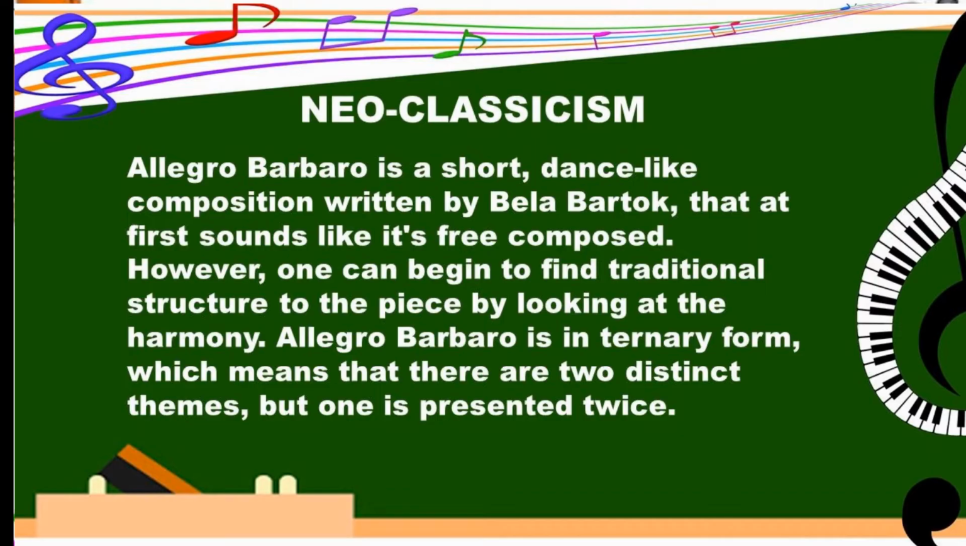Next musical piece is coming from Neo-Classicism. The title of this is Allegro Barbaro. Allegro Barbaro is a short dance-like composition written by Béla Bartók that at first sound like it's pre-composed. However, one can begin to find traditional structure to the piece by looking at the harmony. Allegro Barbaro is in ternary form, which means that there are two distinct themes but one is presented twice.